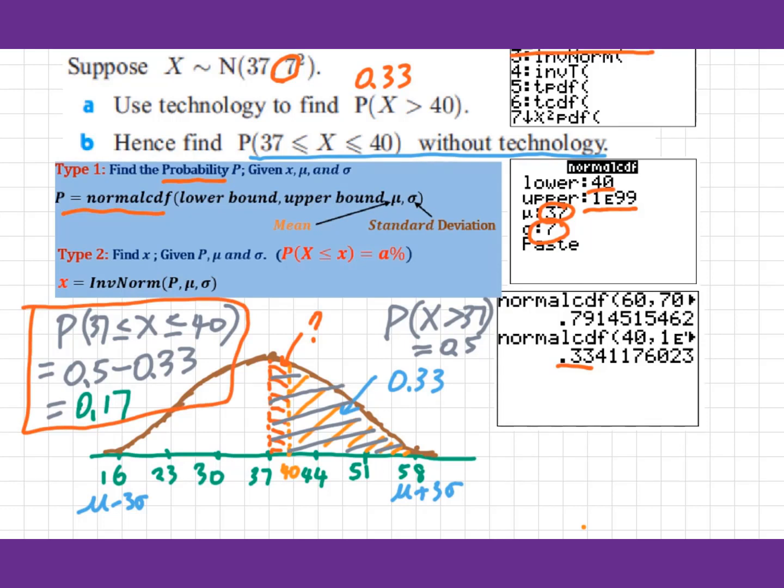So it's critical you know how to draw this normal distribution curve, and you know the meaning of probability. How to express the probability? You have to shade the proper region.